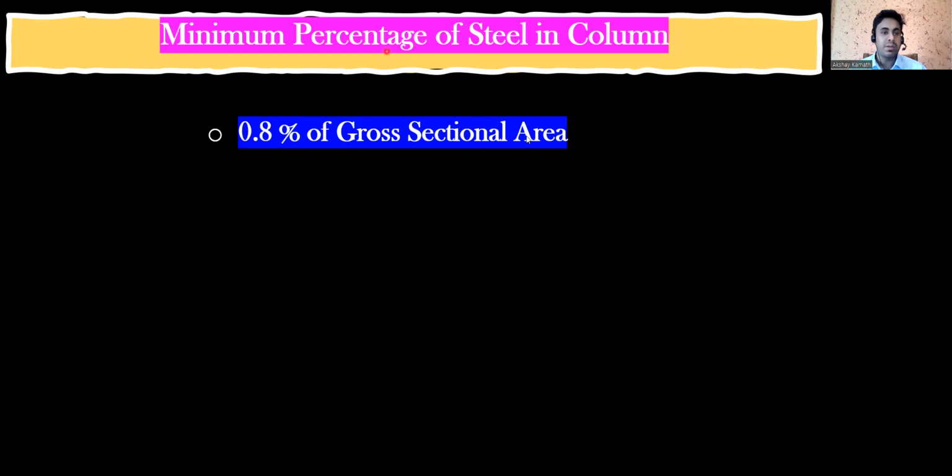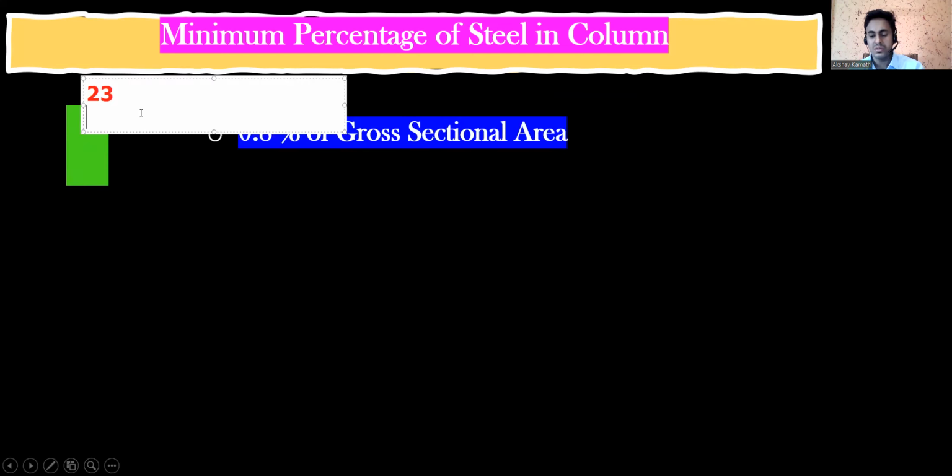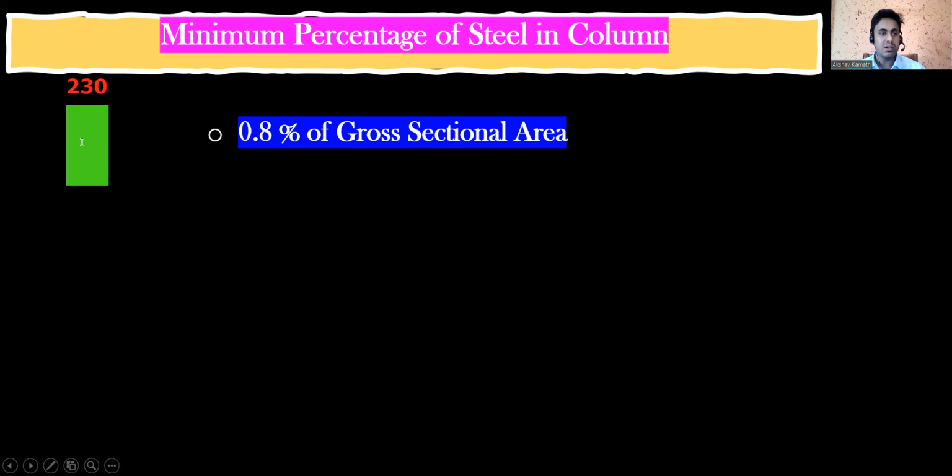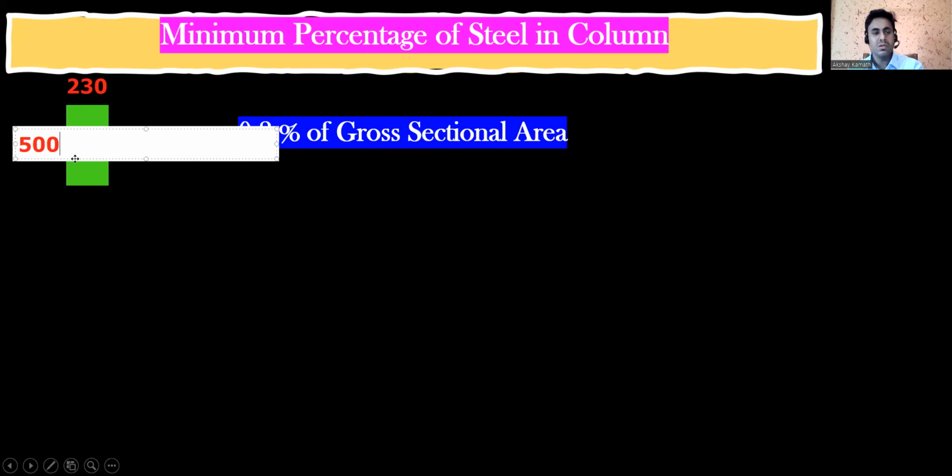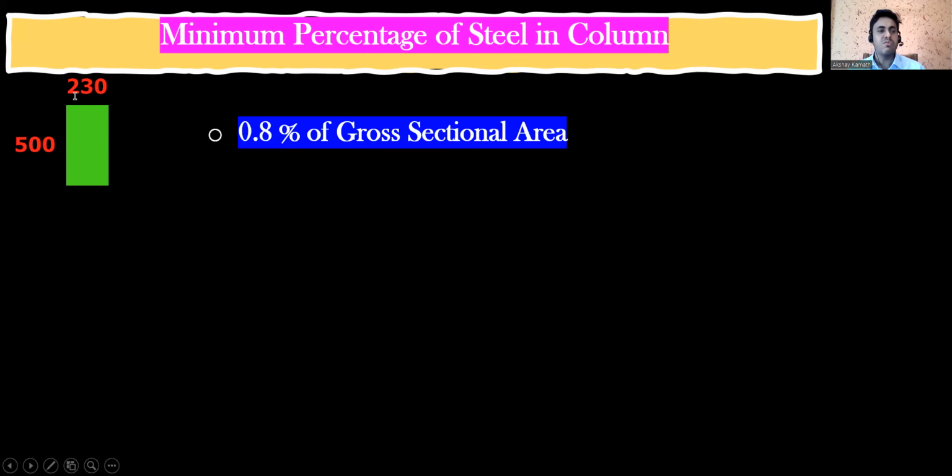Let us say I'm taking a column now. Okay, this is my column. Let us say this is 230 mm, the breadth side. This is 230, and let us say this is 500 mm. So this is my gross sectional area. How do you find the area? 230 into 500 is going to give me the gross sectional area.